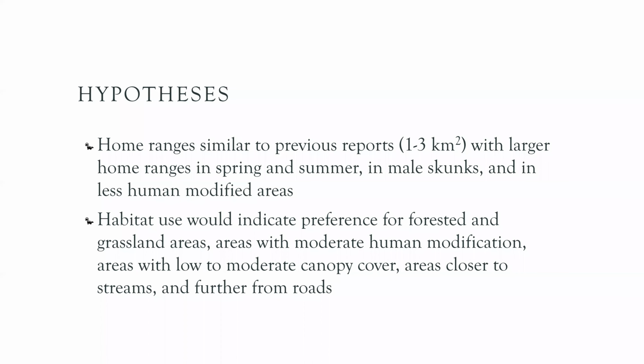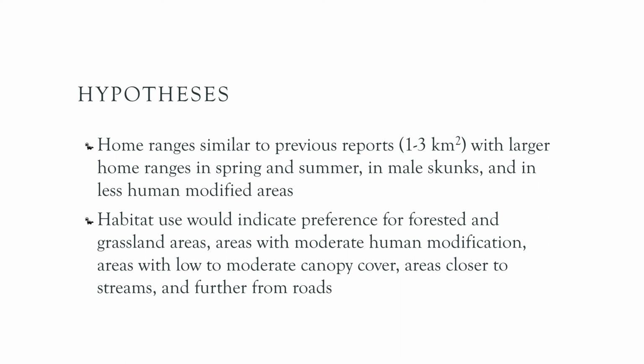So I expected home ranges would be similar to previous reports, about 1 to 3 square kilometers, with larger home ranges during spring and summer when there's a little bit more activity. Larger home ranges in male skunks because males tend to be a little bit more active, and also larger home ranges in less human modified areas because I expected the individuals would have to travel further to find resources.